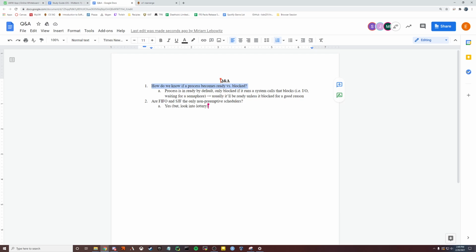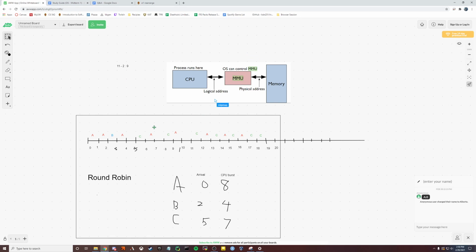Okay. I think those are the only two questions that we've had so far. There was also something that came up when we were working on the whiteboard, but I didn't quite understand the question, so I didn't write it down. Does anyone remember what that was? I do remember. So when we're looking at different types of scheduling options, I think we were looking specifically at round robin in this case.